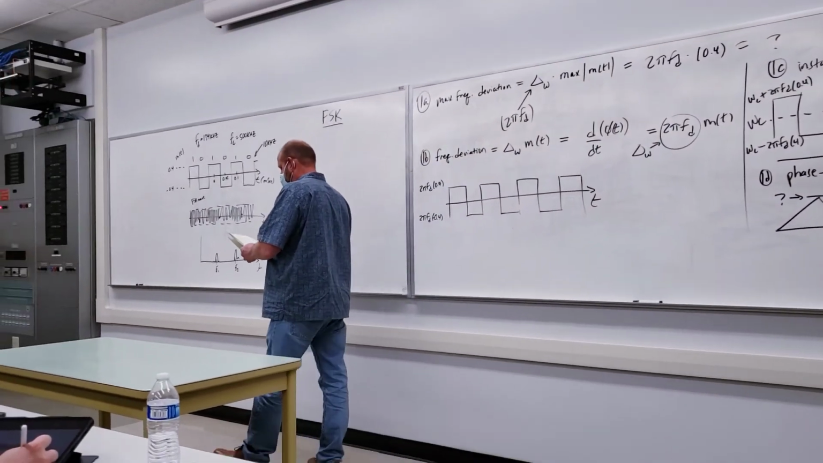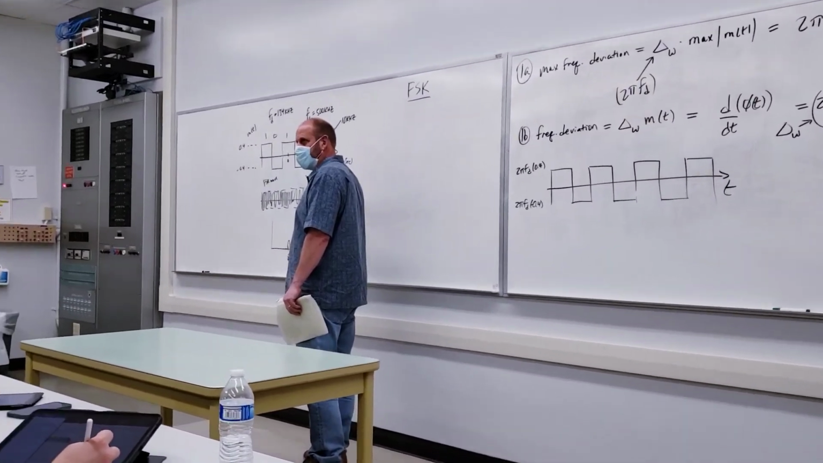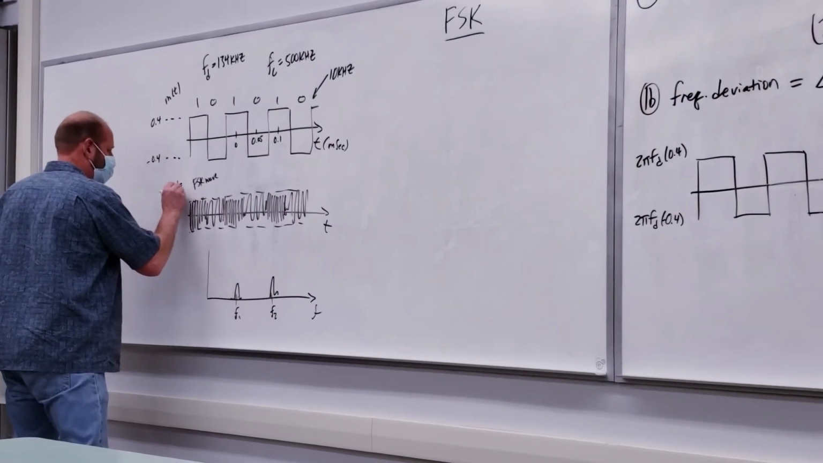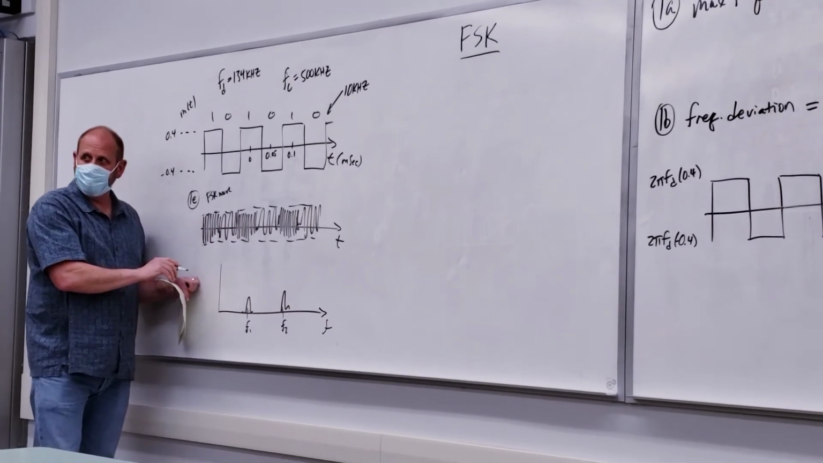The FSK wave, part 1E, well, that's just that, a sketch of the FSK wave. All you got to do is label it. Label what these frequencies are, F1 and F2.